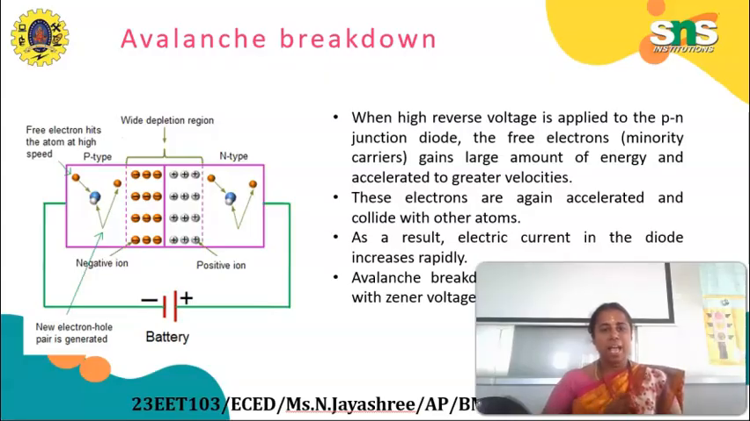The free electrons hit at high speed, and the free holes hit at high speed in the opposite direction. This forms new electron-hole pair creation, and the breakdown occurs. This is the avalanche breakdown.